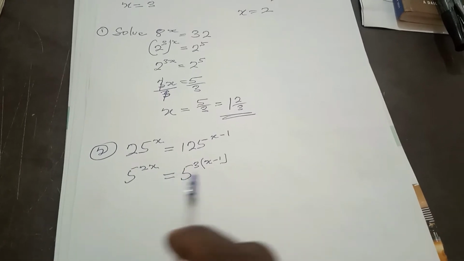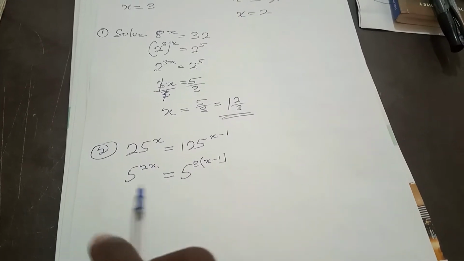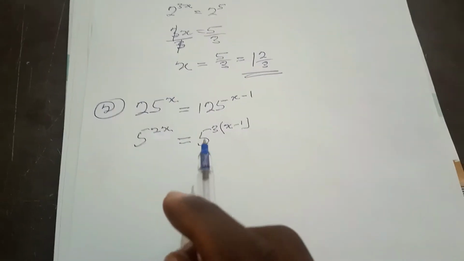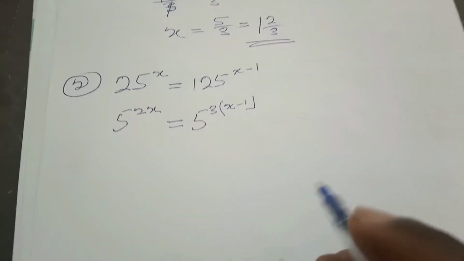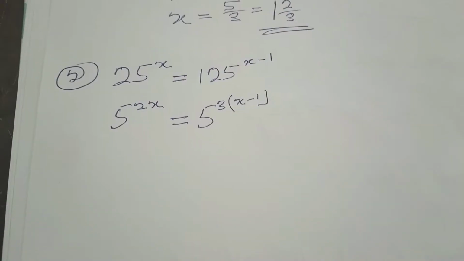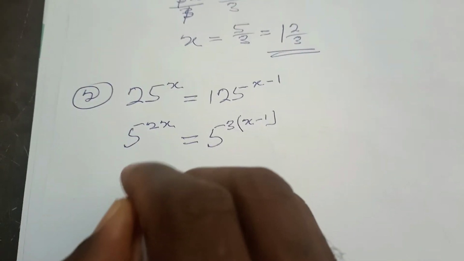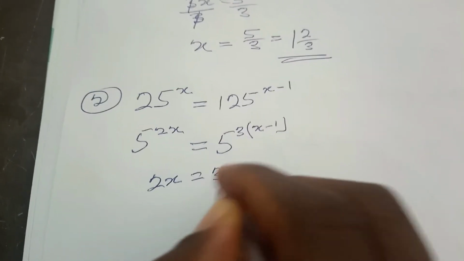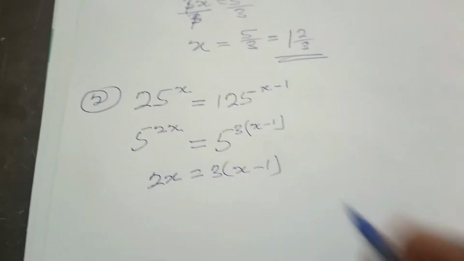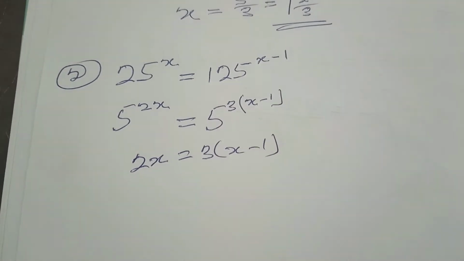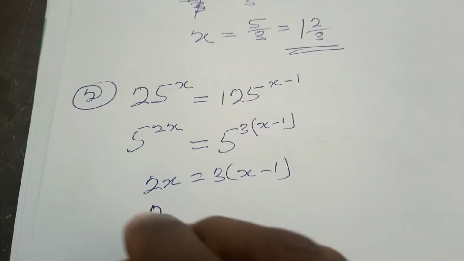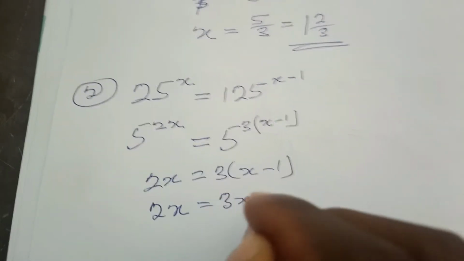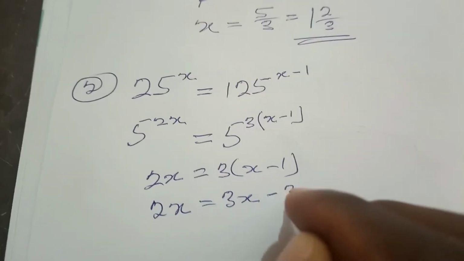Again, we have the common base already. So the base is 5. Therefore, we can equate exponents without trouble. So let's go ahead and equate the exponents. Then we can go ahead and solve the linear equation now, which is 2x being equal to 3x minus 3.